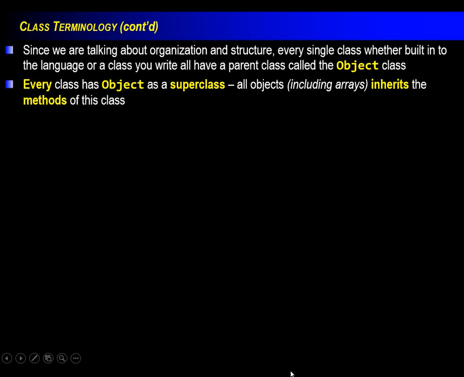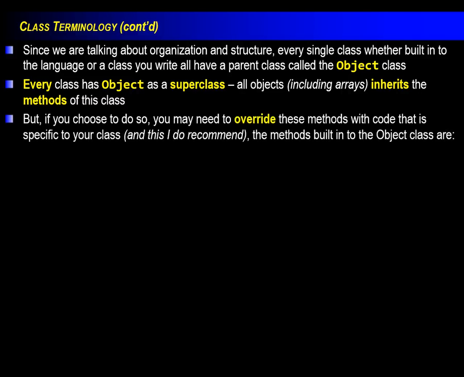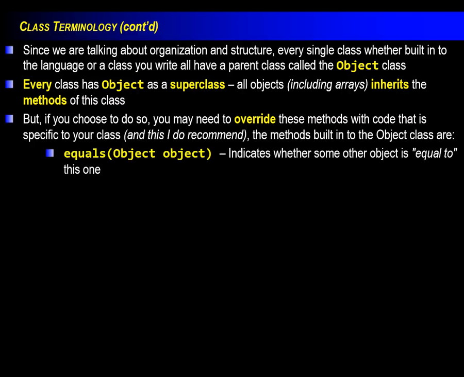So, since Object is the superclass of every single class, by the way, that includes arrays, okay? It inherits those methods. You, as the programmer, can actually override those methods as well. You can just override them, like you can with any other class. And I'm going to suggest that there are some you should override. Here are some of the methods that are built in.